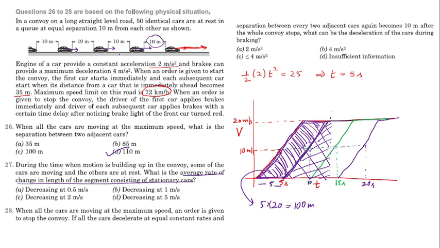So what is happening is that in every 5 second duration, we are losing 10 meters of the length covered by the stationary cars. So in every 5 seconds, we are losing 10 meters. That means the length covered by the stationary car is decreasing at the rate of 10 meters for every 5 seconds. That's 2 meters per second. So C option will be the answer.